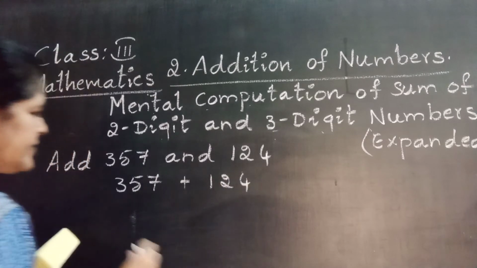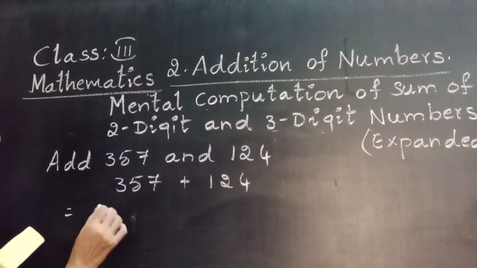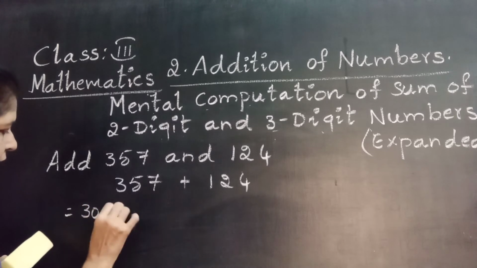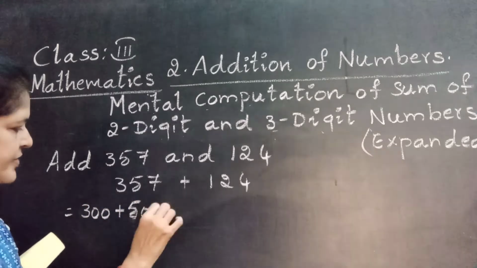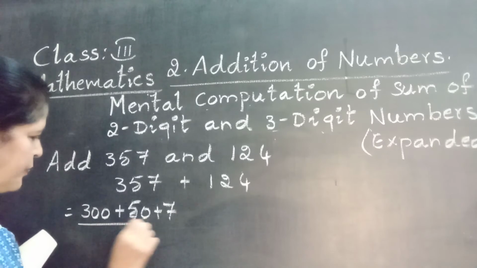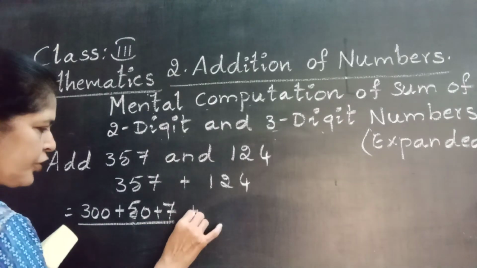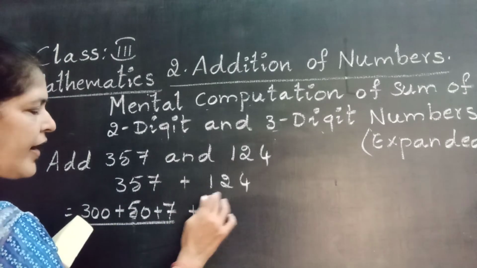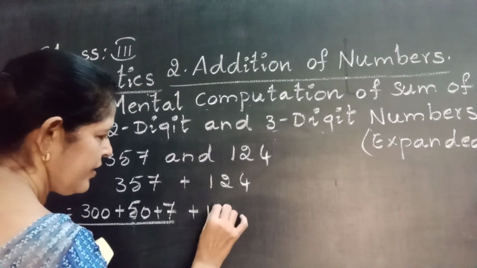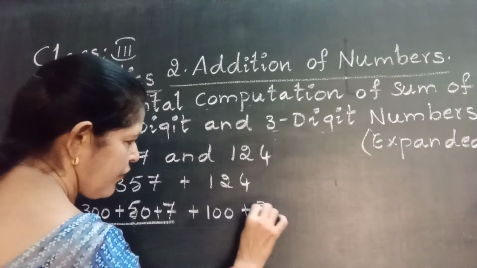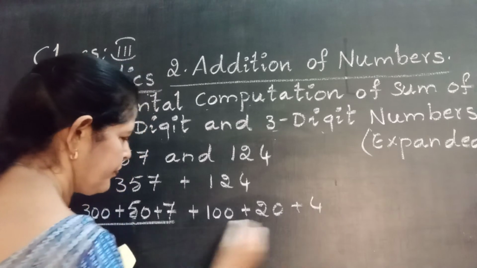Ones, tens, hundreds. Write the expanded form of this number: 300 plus 50 plus 7. This is the expanded form of the first number. Put the symbol for addition. Now write the expanded form of this number: 100 plus 20 plus 4.